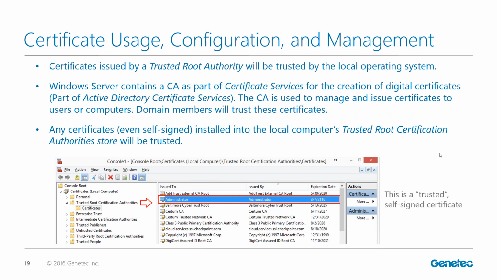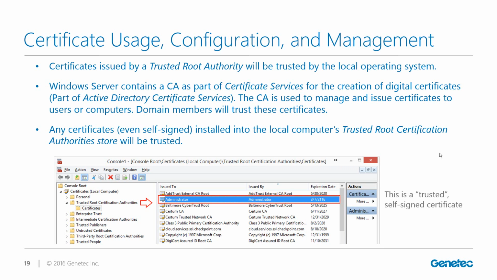Now any certificate that's issued by a trusted root authority will be trusted by the local operating system. So those third-party certificate authorities would be trusted. If you're setting this up on a Windows server, it contains a certificate authority as part of the certificate services, and that can be used for the creation of digital certificates and to manage them for the users and computers that are on that system. And any domain members on that same system as the server will automatically trust these certificates. So that's a very easy way to set that up.